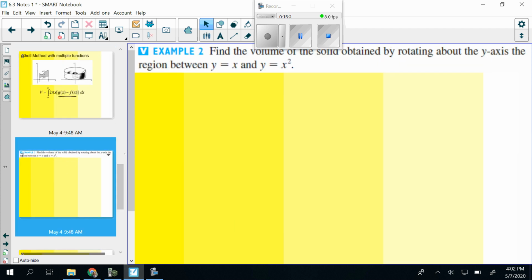All right, let's try another one here. Find the volume of the solid obtained by rotating around the y-axis again, this region between y equals x and y equals x squared. All right, so let's graph that out.